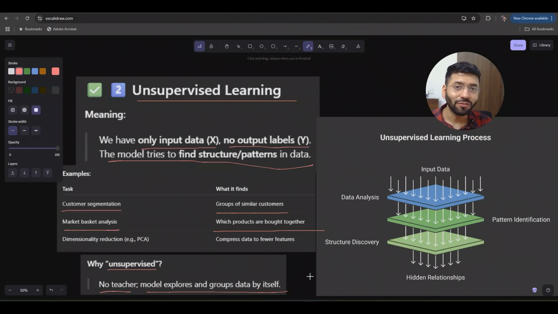In the supervised learning, we have labeled data, so it's kind of you're teaching that this is the input and this would be the output. But here you don't have any particular output, so there is no teacher. The model needs to identify itself and group the data by itself.